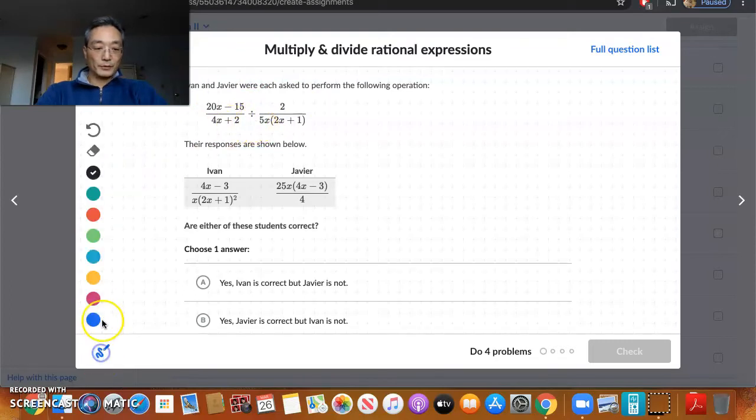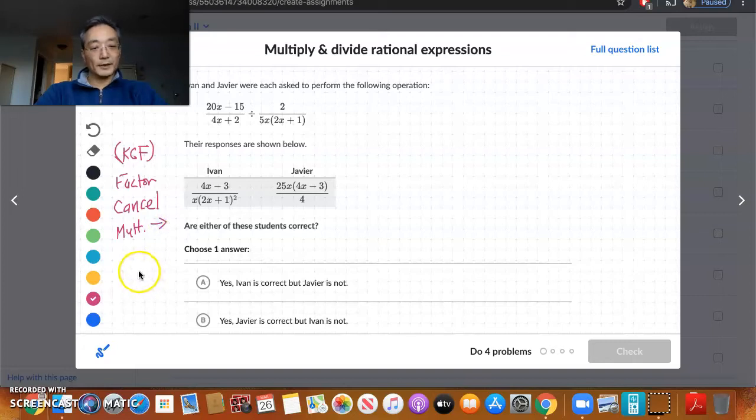So again, if you forgot, our process was what? Keep, change, flip, if it's a division. Keep, change, flip. That's only for divisions. And then, of course, factor. And then cancel like factors, top and bottom, numerator and denominator. And then multiply across. So let's do it. So this is a division.